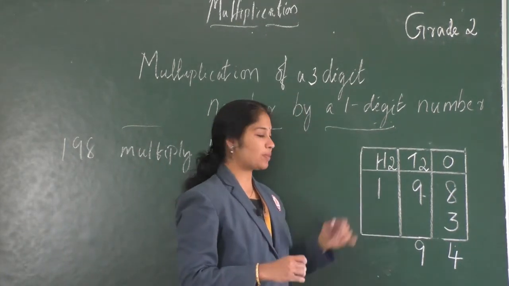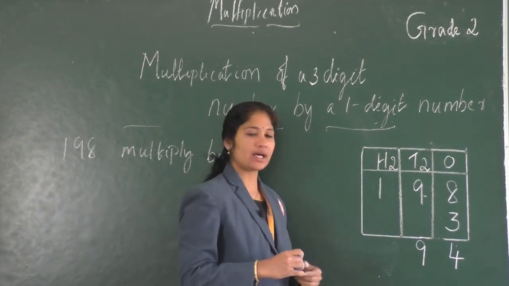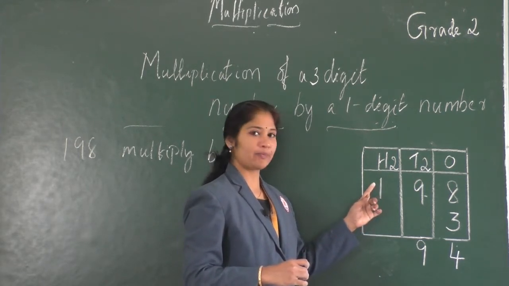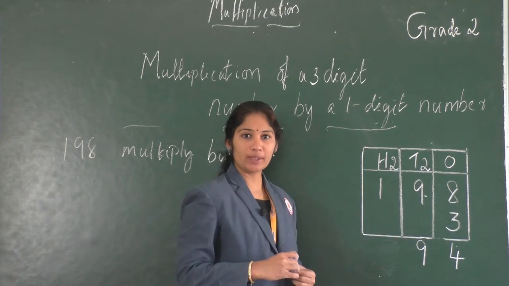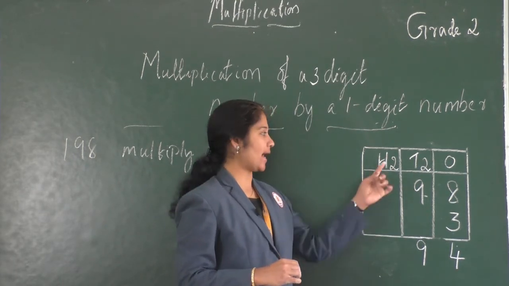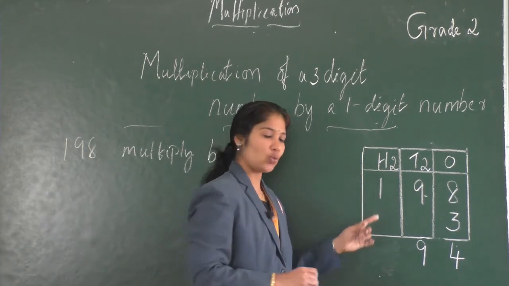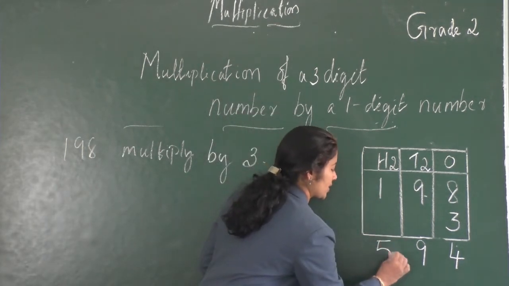Children, next which place do we have to multiply? Yes, hundreds place. Hundreds place we have 1. So what is 3 into 1? Yes, 3. And 2 carryover is there. So 3 plus 2, 5. So what's the answer?